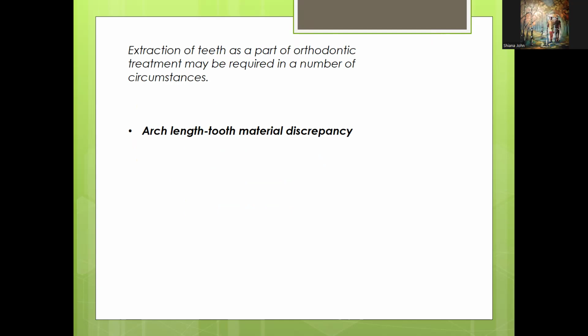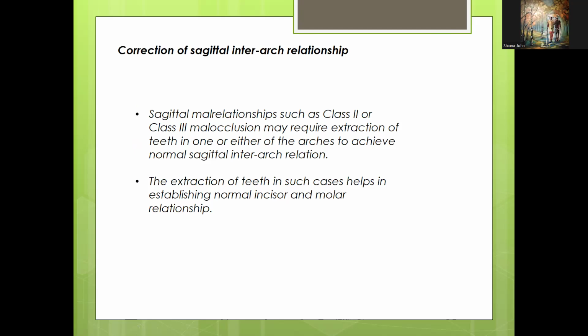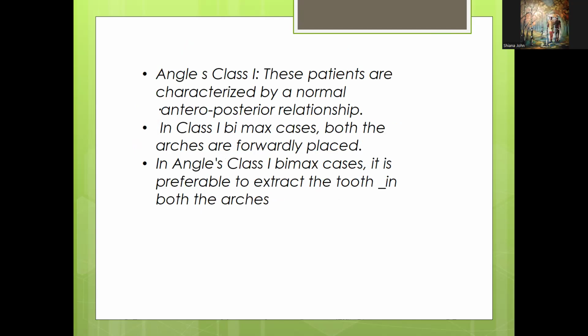Extraction of teeth as part of orthodontic treatment may be required in a number of circumstances. Arch length tooth length discrepancy, and correction of sagittal interarch relationship. Sagittal malrelationships such as class 2 or class 3 malocclusion may require extraction of teeth in either of the arches to achieve the normal sagittal interarch relation. The extraction of teeth in such cases helps in establishing normal incisor and molar relations.